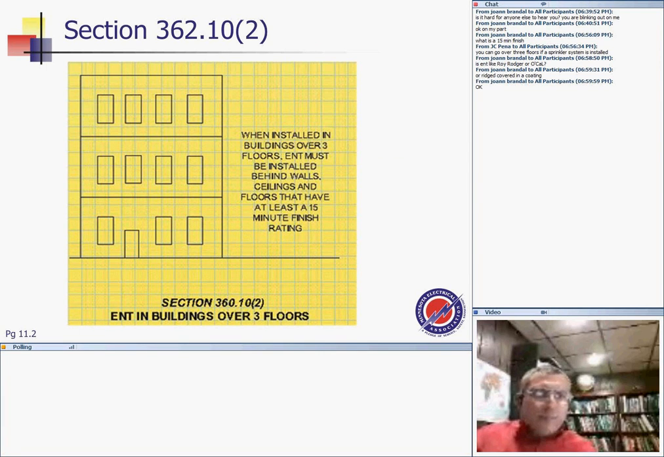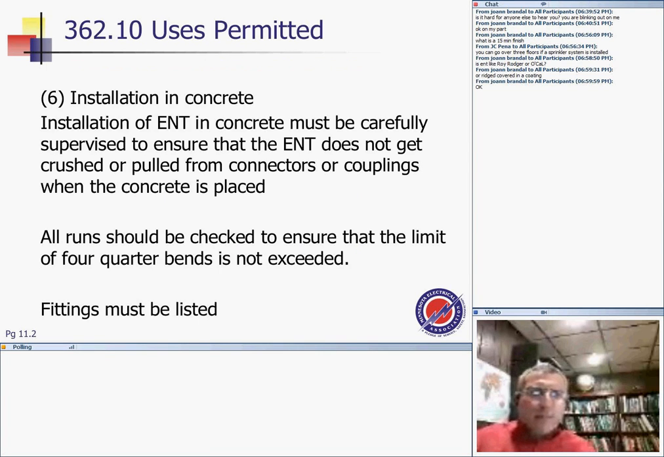So 3-story, no problem. You move it up to higher than 3-story, either you conceal them with a 15-minute rated wall, or you sprinkler the system and you still have to conceal or expose them, as a matter of fact. Behind walls, concealed or exposed. If it's concealed, as we say, it's going to be behind permanent walls. If it's exposed, then it has to be removable walls, like a false ceiling and so forth.